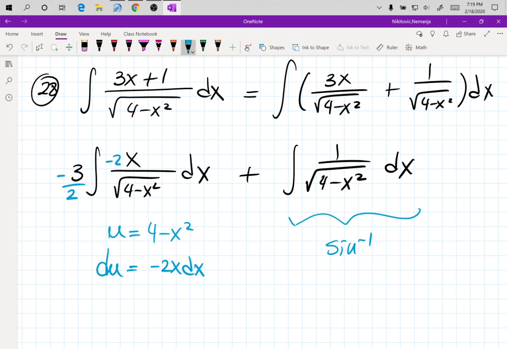If you know the inverse sine formula, it is listed in the table of basic integrals. It says 1 over square root of a squared minus x squared. It's perfect. Here's your a. It's 2, because it's a squared. So a is 2, and it comes out as 1 over a inverse sine of x over a. So this would be 1/2 sine inverse of x over 2 plus C as the answer for that. You add it to what you got here, and the problem is solved.